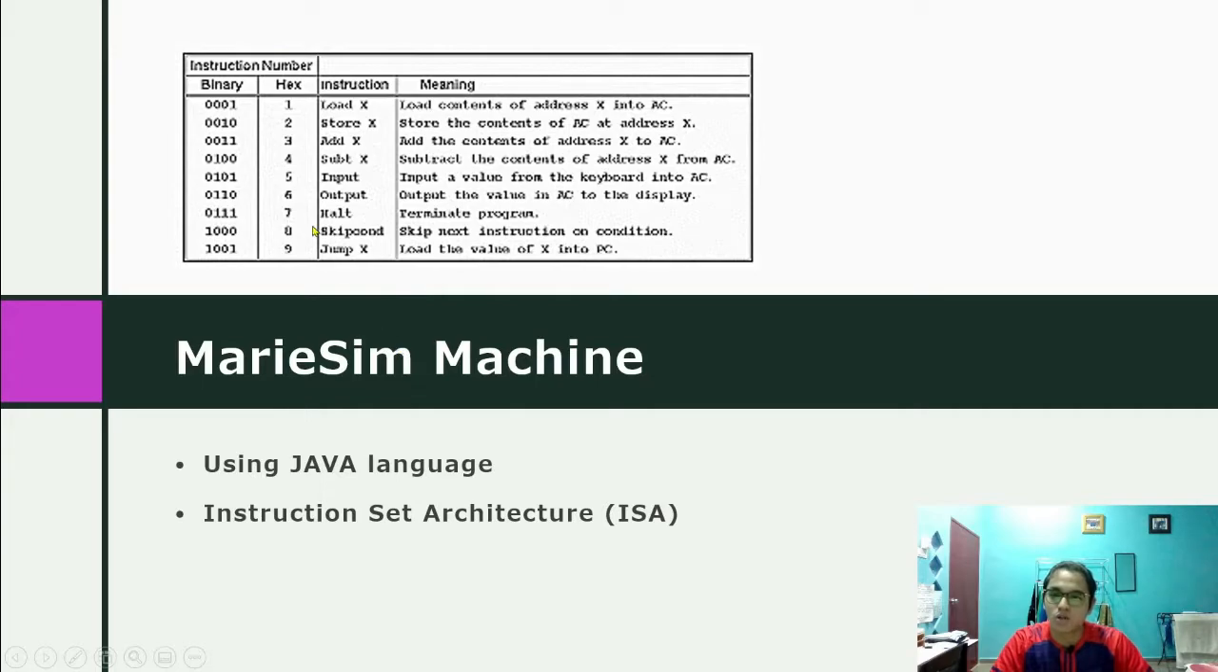In the Mary C machine, we need to use the Java language, which must refer to the instruction set architecture, ISA. This is the instruction set that we must refer to and declare on the Mary C machine. After we declare it, we can identify the result of the project.